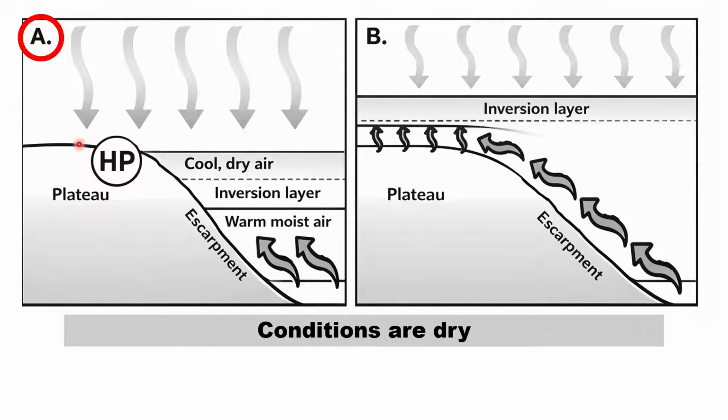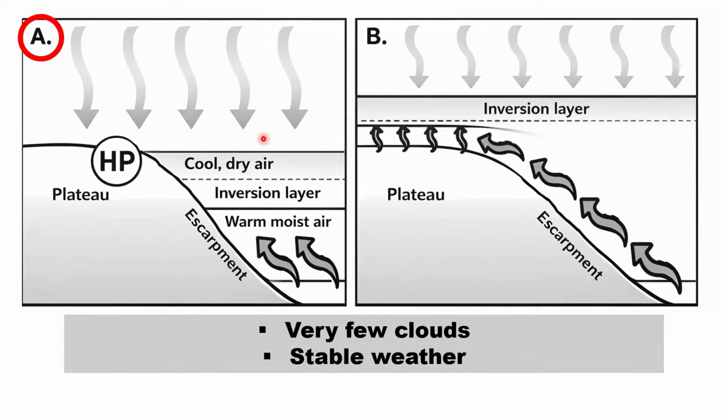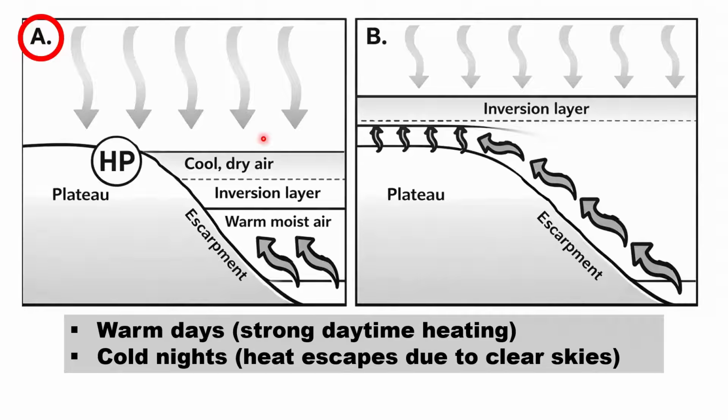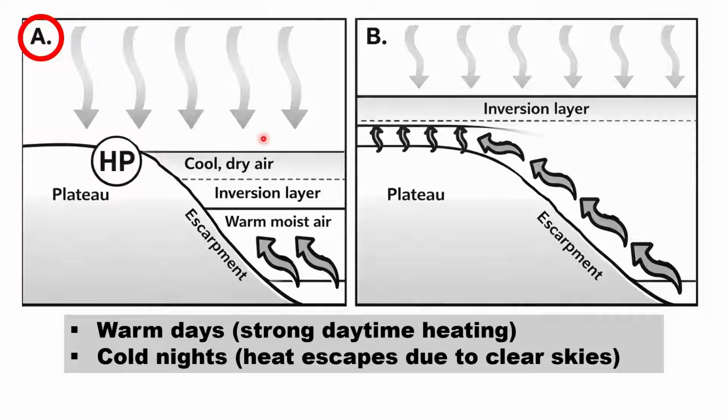Now let's look at the sky conditions. Because the air is stable and sinking, there are clear skies. Very few clouds form. During the day, the sun hits the land. Days are often warm. At night, there are no clouds to trap the heat. Heat escapes back into space. Night becomes very cold. So winter is characterized by dry conditions, clear and sunny skies, warm days and cold nights.